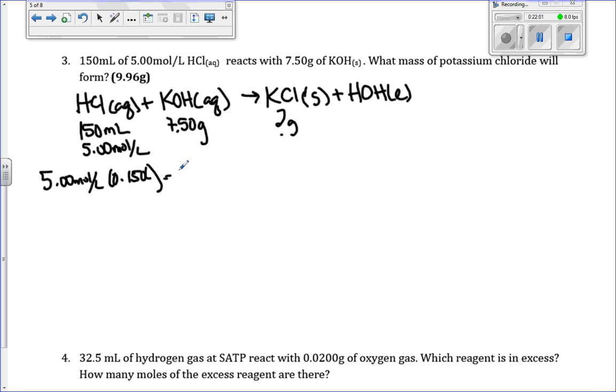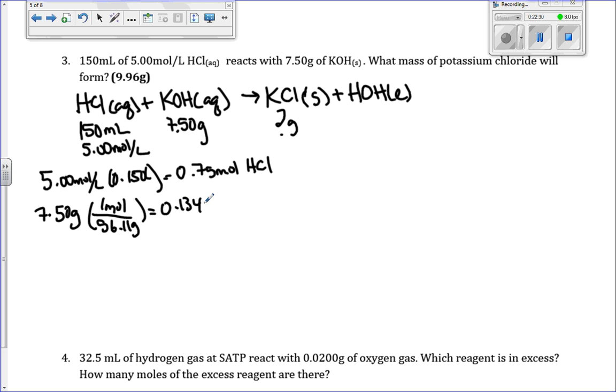Five times 0.5 moles per liter gives us 0.75 moles of HCl. Again, we're looking at now doing potassium hydroxide. You're going to divide by the molar mass of potassium hydroxide, which is 56.11 grams, for a value of 0.134 moles of KOH.